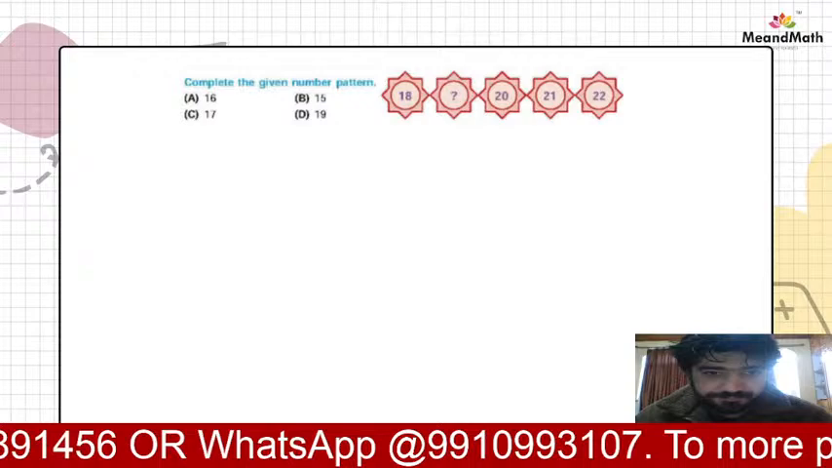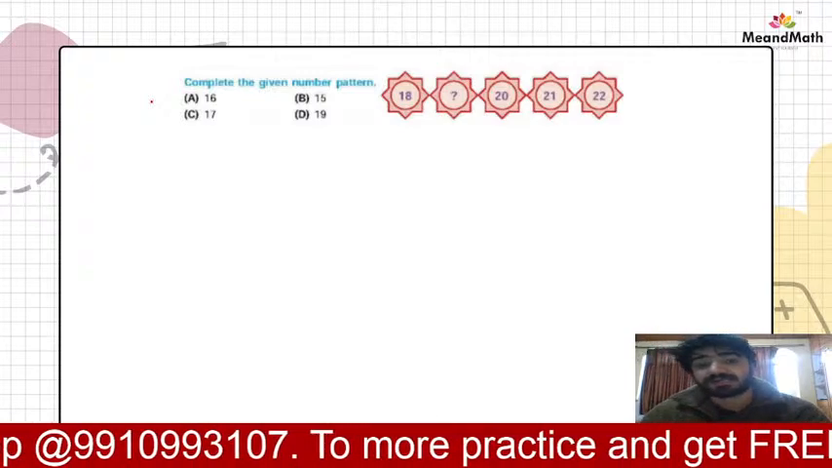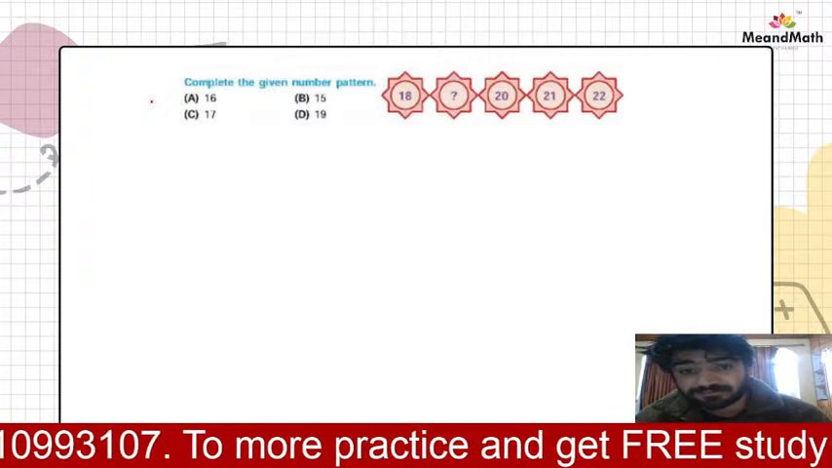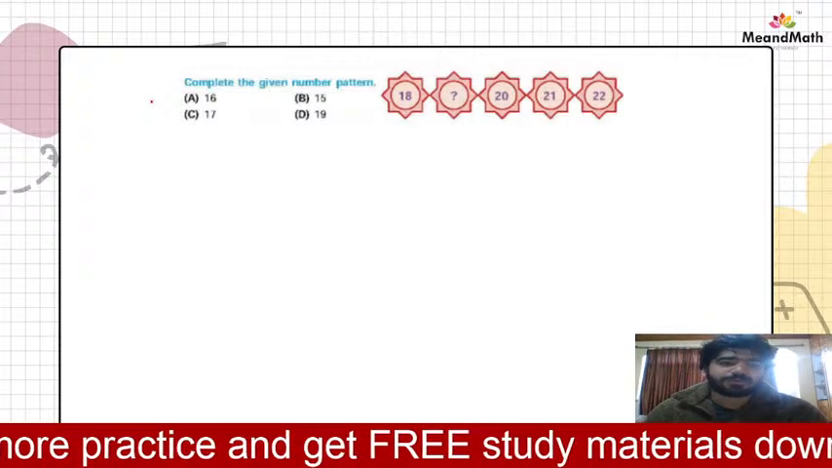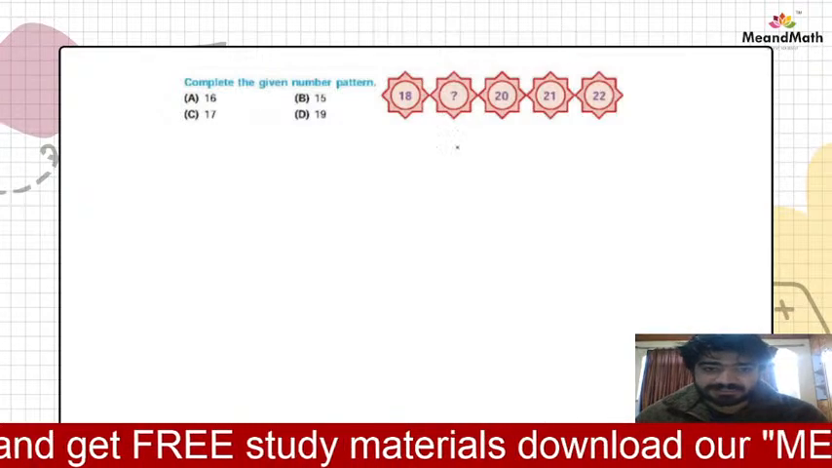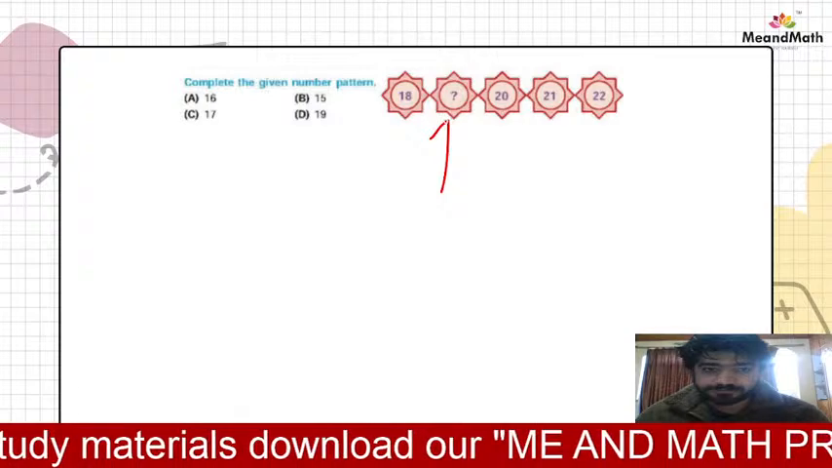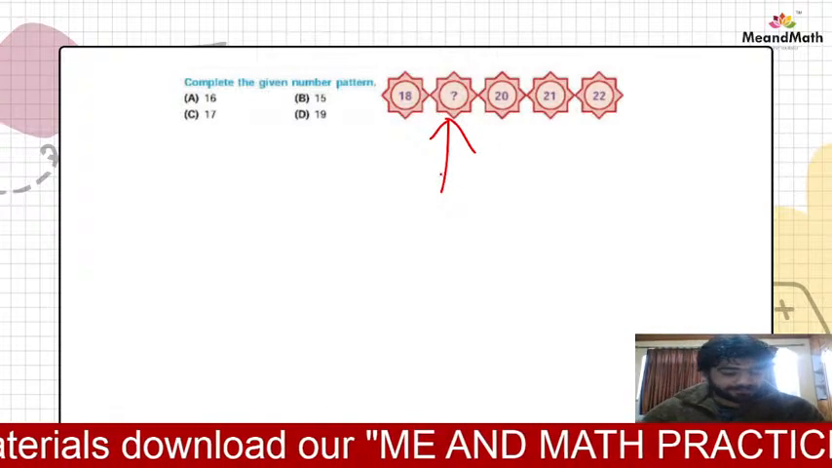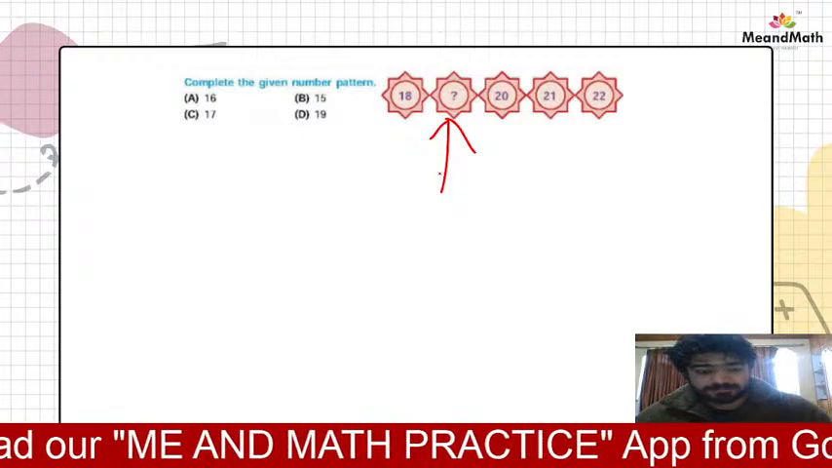Anyways, now the next question is this one. It is the number pattern I was speaking about last time. So this is very easy. Come on, tell me what will be the number in this number pattern which is at the question mark place. What will be the missing number? Come on, beta. Tell me what will be the missing number.